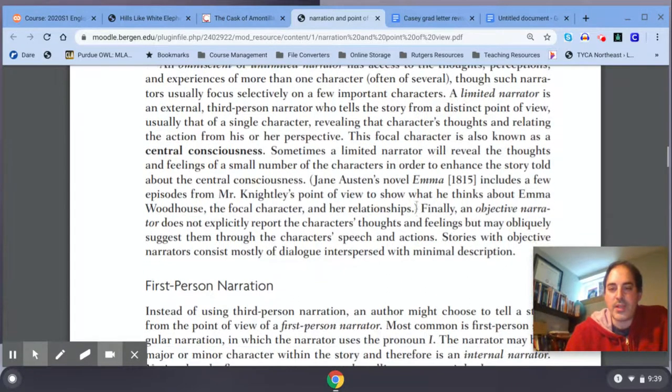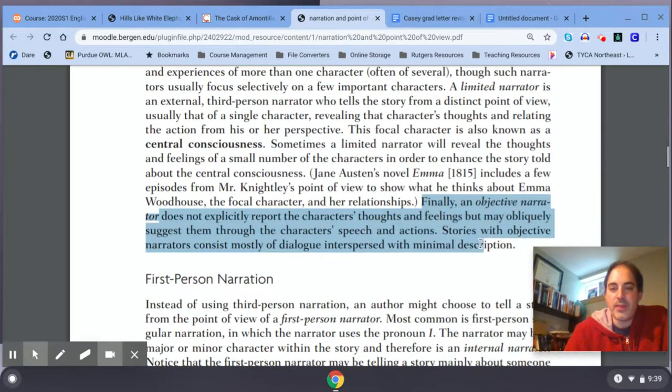Finally, an objective narrator, here we go. An objective narrator does not explicitly report the character's thoughts and feelings, but may obliquely suggest them through the character's speech and actions, which is exactly what we have here. Stories with objective narrators consist mostly of dialogue interspersed with minimal description. Again, fits Hemingway's story to a T.